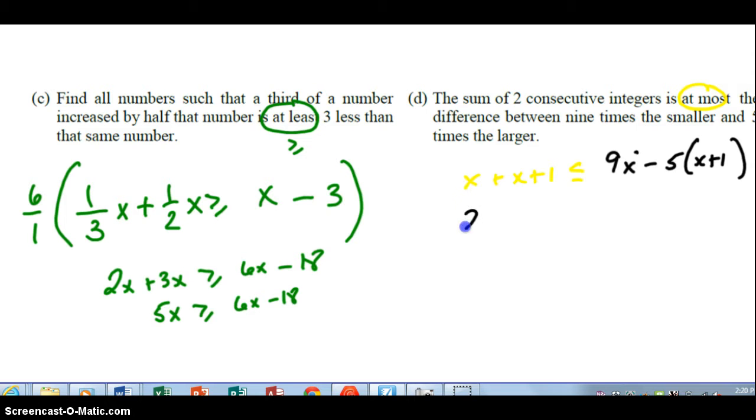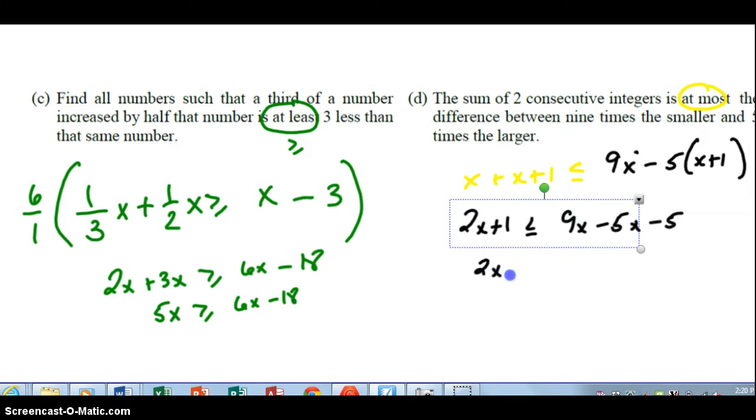Wow, that's a lot of work. 2x plus 1 less than or equal to 9x minus 5x minus 5. 2x plus 1 is less than or equal to 4x minus 5. Get my x's together. I'll just move this over here because I like all my x's on the left. This gives me negative 2x plus 1 is less than or equal to negative 5.